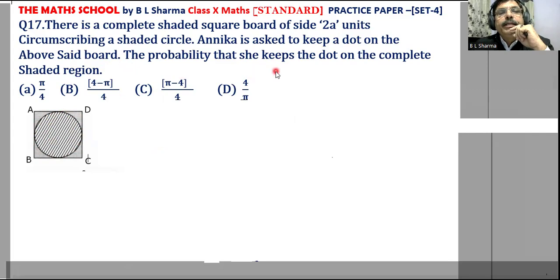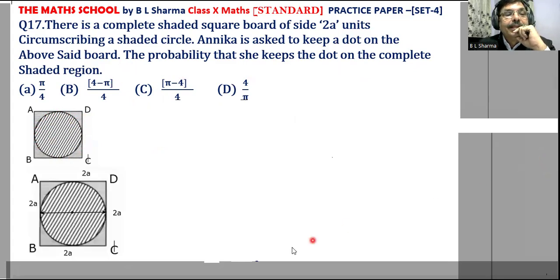The probability that she keeps the dot on the complete shaded region. इस complete shaded region पे वो dot रखेंगी. What is the probability of it? Say the side is 2A and the diameter is also 2A. So the radius of the circle is half of the diameter, that is A.